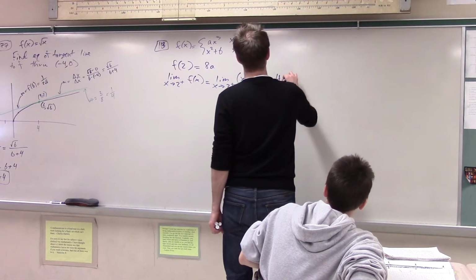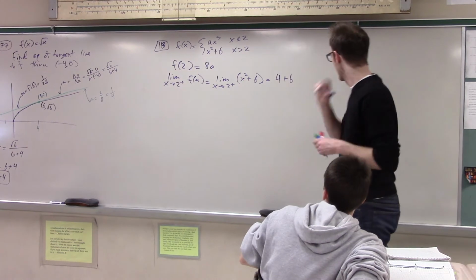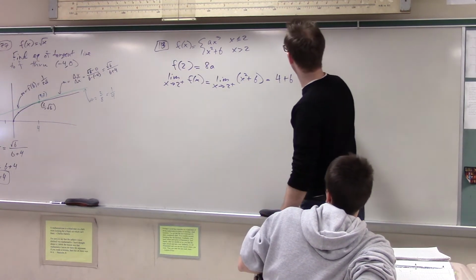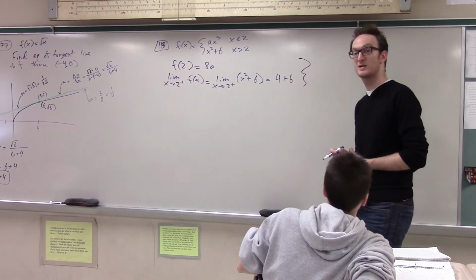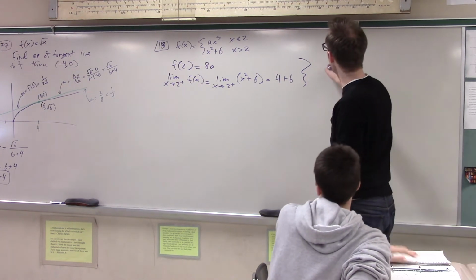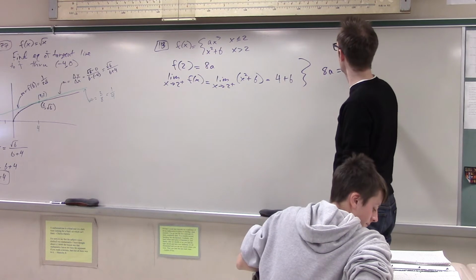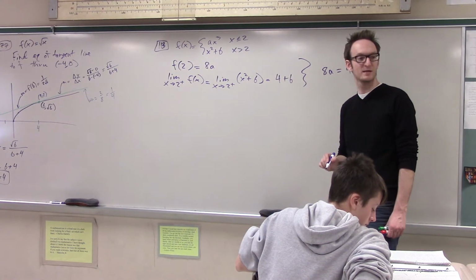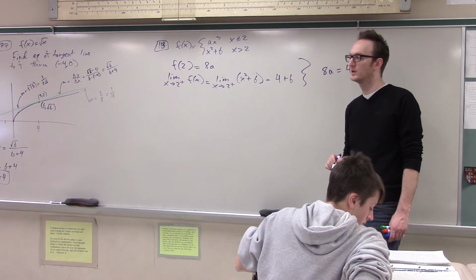4 plus b. Yup. Varun, can you erase the backboard? So if this is true, then my conclusion is that if this piecewise function is in fact a continuous one, it must be true that 8a is 4 plus b. Okay, good. We need to solve for something else.